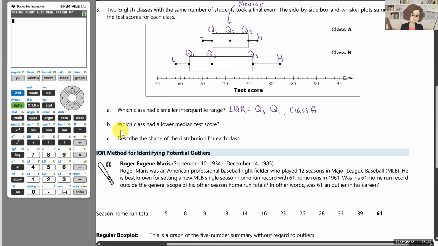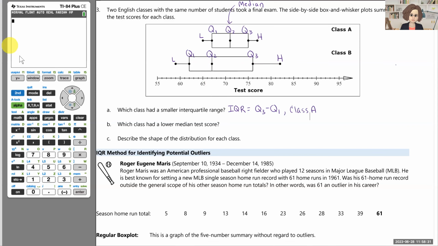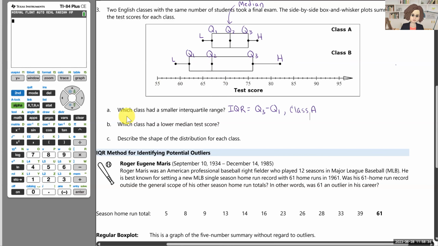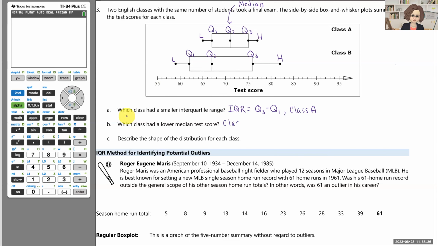And then which class had a lower median test score? The median here for class B is smaller than the median for class A. So that would be class B.